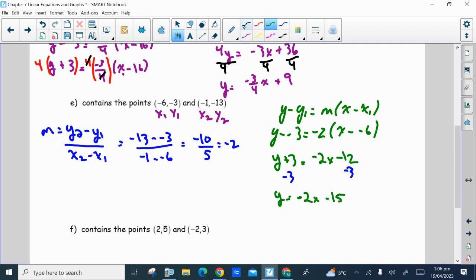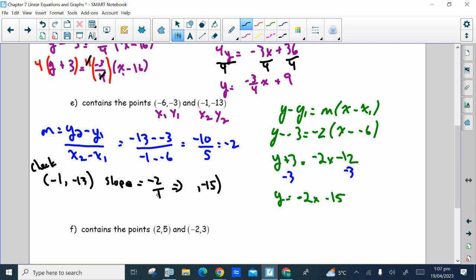Which is accurate, and here's how I know. If we take the point negative 1 comma negative 13, so this is like a check, and we apply our slope of negative 2, which remember, slope is rise over run. So rise negative 2 and run 1. So from this point, if you rise negative 2, it means you're going to go down 2. So the negative 13, which is the y value, will be decreased by 2 to negative 15.